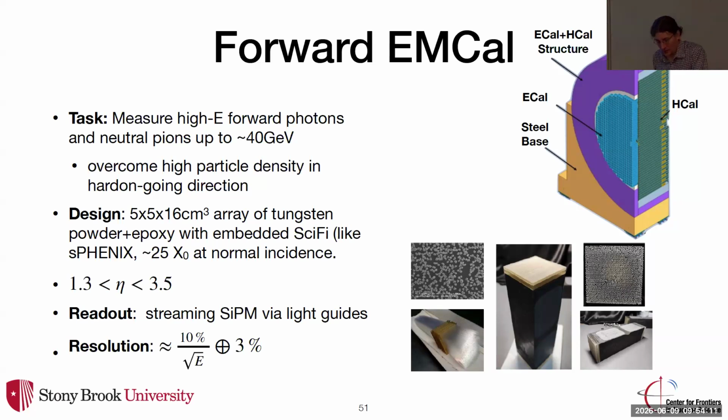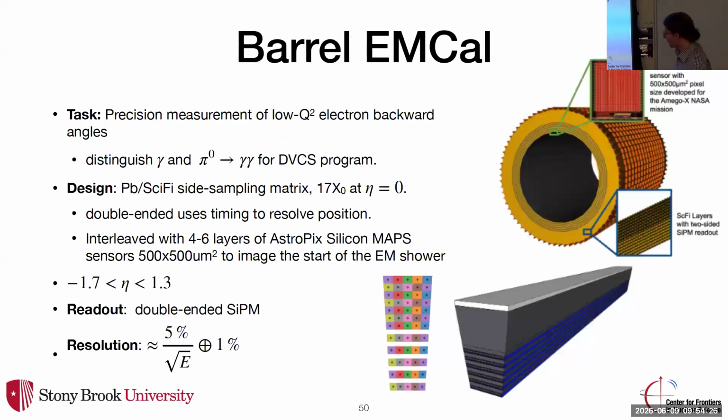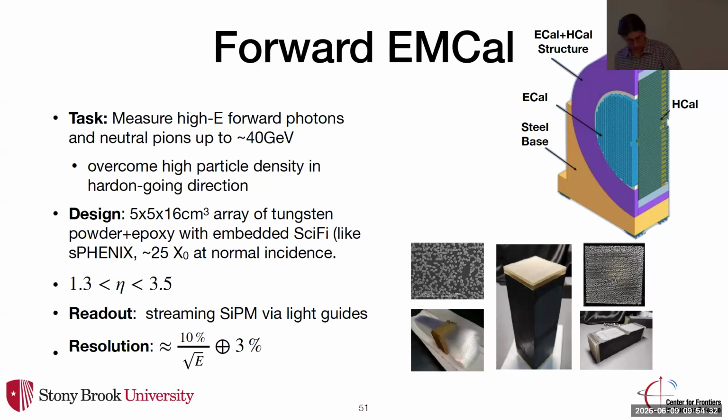So that is an example of deterministic inhomogeneity. These different blocks are all going to have slightly different response, and that's going to have a price in the resolution. So this one has a resolution of 5% over root E plus 1%. This one, 10% over root E plus 3%.